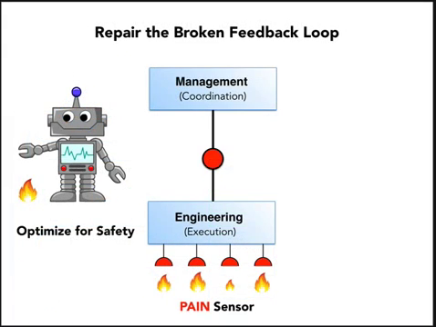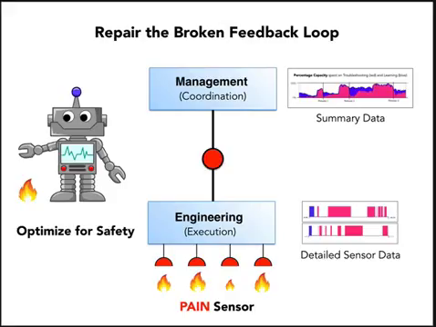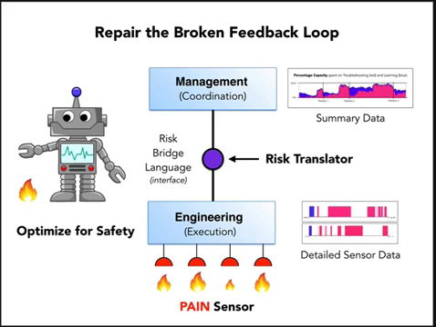So if I go back to my robot metaphor, I'm repairing the broken feedback loop kind of like this. I've got an explicit pain sensor now attached to the engineering team, and I've got detailed data at the engineering level to make improvement decisions, and then management can use high-level summary data to make long-term risk management decisions. And then in the middle I've got this risk translator role supported by the technical risk manager, who's responsible for translating all the problems happening in the weeds of software development into a language of high-level risks and costs that can be taken into account in management decisions.